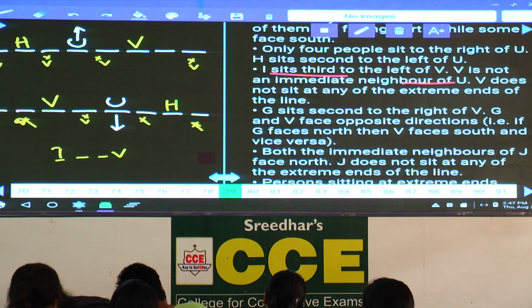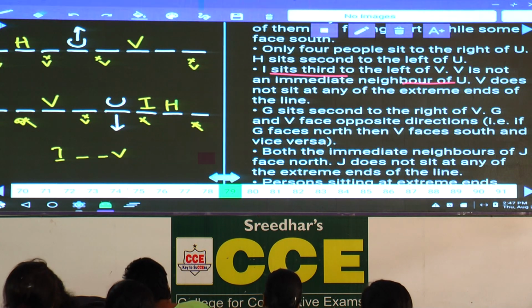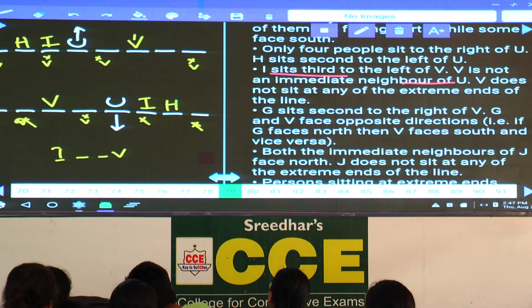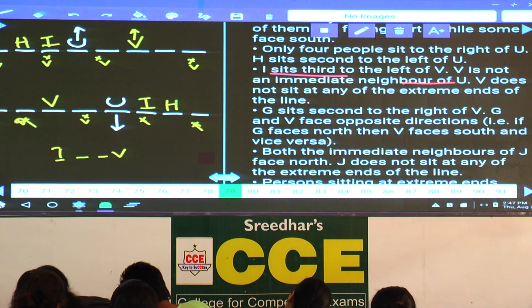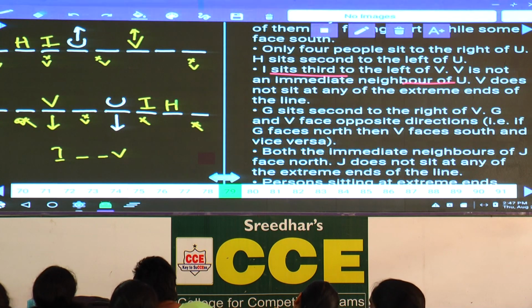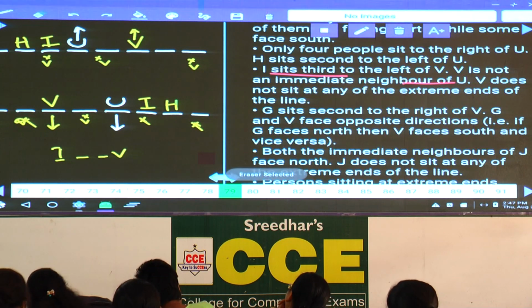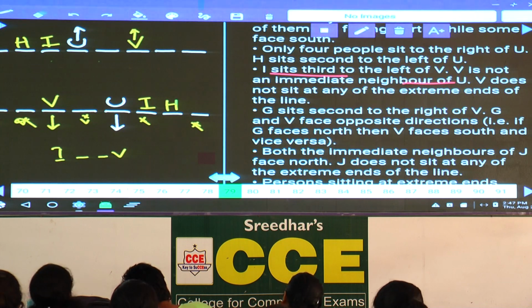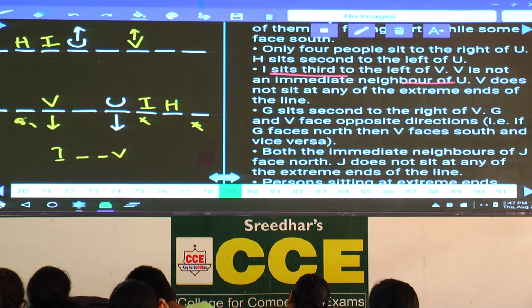If V is here, I is here, isn't it? Again the direction: I sits third to the left of V. As I is seated third to the left of V, I is here. In the first case, V must be facing towards north. And in the second case, I is seated third to the left of V, now if V is facing towards south, then only I sits third to the left of V is valid. Now we have finalized the direction of V and the positions of I and V.